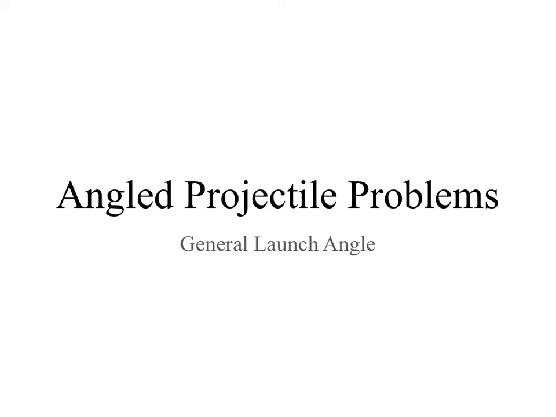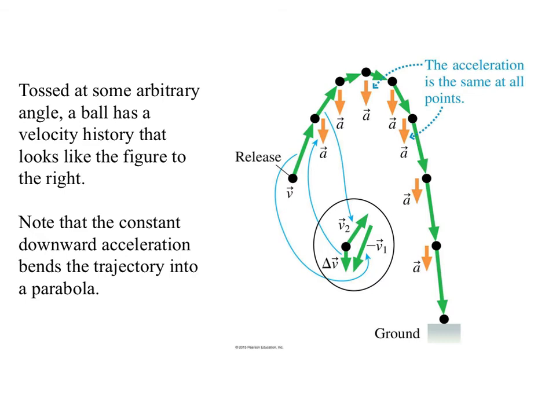Alright, now we're going to talk about angled projectile problems, where we fire at some angle not necessarily horizontal. In fact, these will never be horizontal, because we've treated that. Tossed at some arbitrary angle, a ball has a velocity history that looks like the figure to the right. Note that the constant downward acceleration is essentially bending the trajectory into the parabola that we're used to.